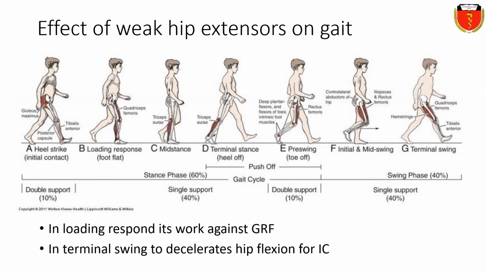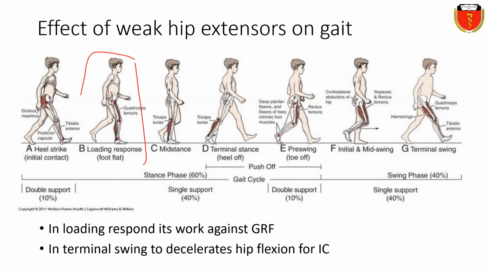So now we talk about the hip extensor. If the hip extensor is weak, what might happen to the gait cycle? The hip extensors work in loading response. They work against the ground action force, which passes anterior to the hips, creating that hip flexion motion.